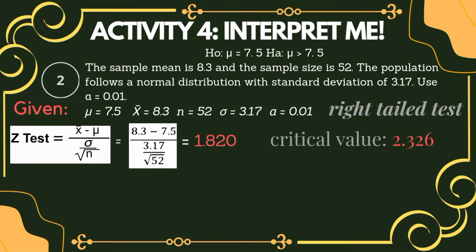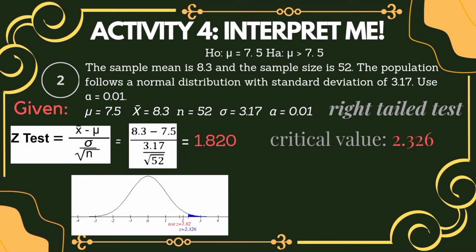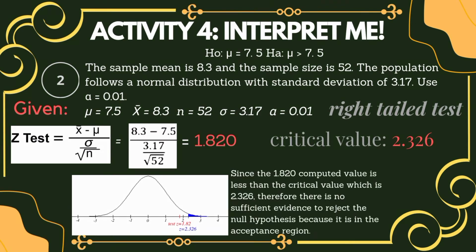2.326. When we graph it, the right-tailed test has the rejection region on the right. If our computed value is higher than the critical value, we will reject it. In the left-tailed test, when the critical value is higher than the computed value, we will not reject it because the left-tailed test is a non-rejection region. Our computed z-value is 1.820, which is less than our critical value of 2.326. Therefore, we fail to reject the null hypothesis.